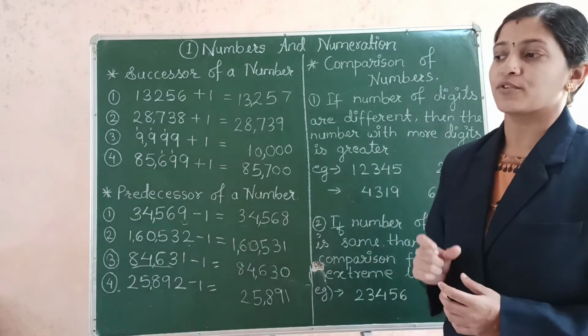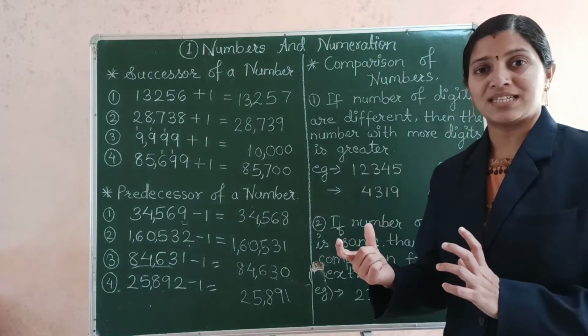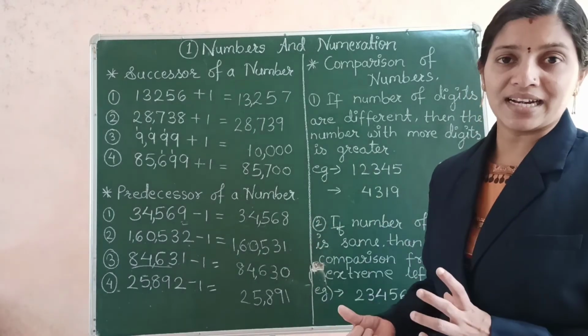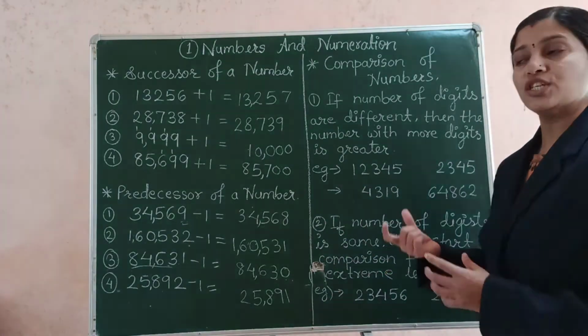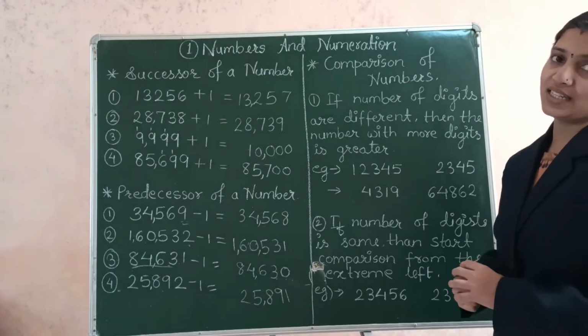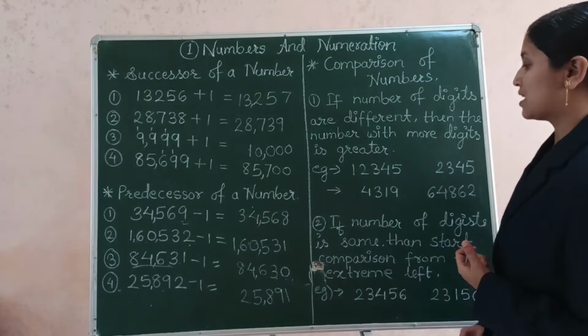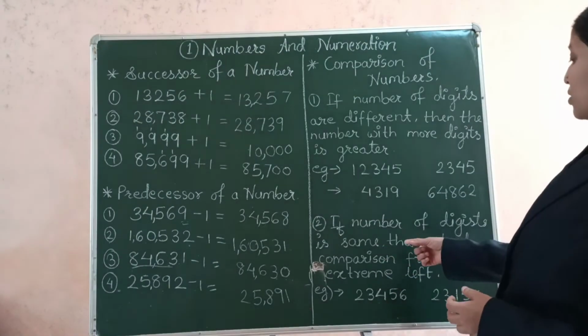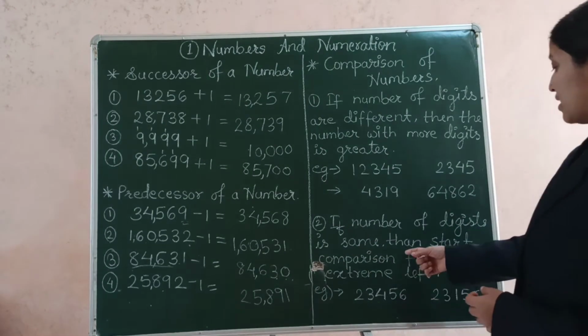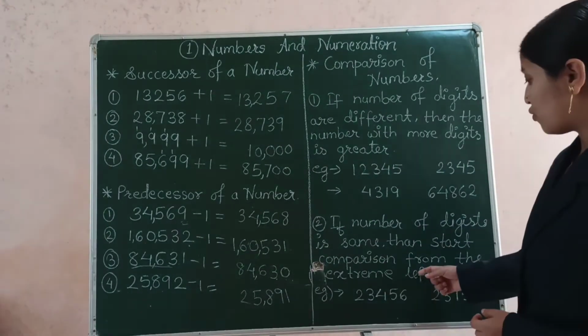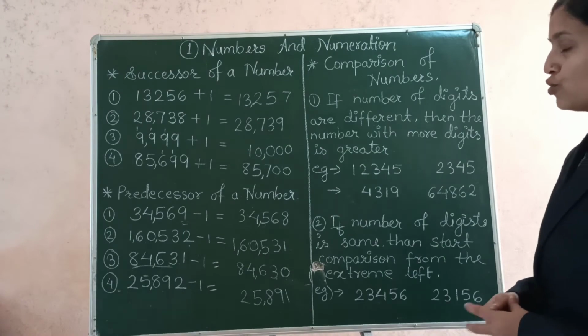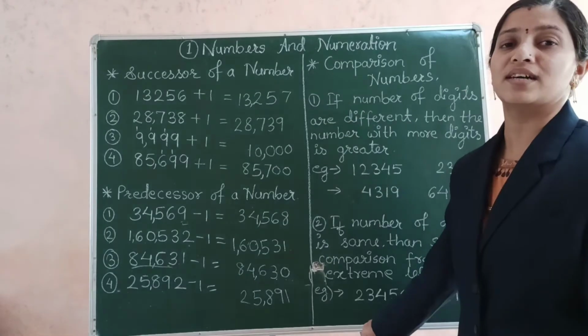The number which has more digits in it is the greater number, and the number which has fewer digits in it is the smaller number. Also there is a second rule. It tells us that if the number of digits is the same, then start comparison from the extreme left. So this is the second rule to compare the numbers.